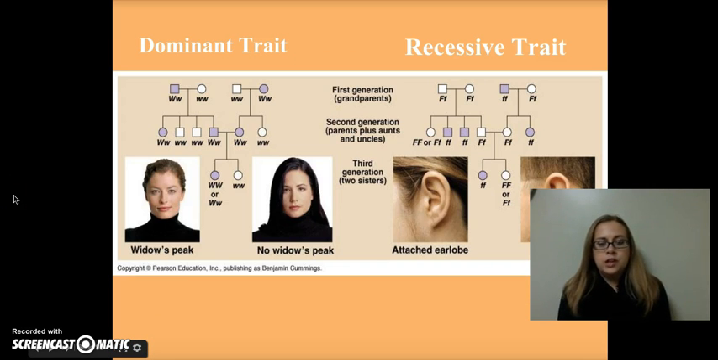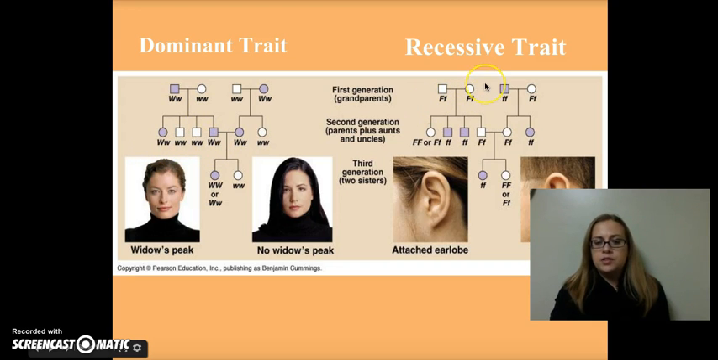So here we are looking at pedigree charts for a dominant trait versus a recessive trait. The dominant trait that we're looking at is widow's peak. So you can see here a person in every generation has the widow's peak. So this is a dominant trait, so you only need to be heterozygous for the capital W for that dominant allele in order to have a widow's peak.